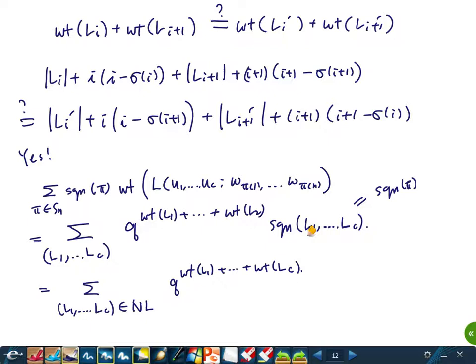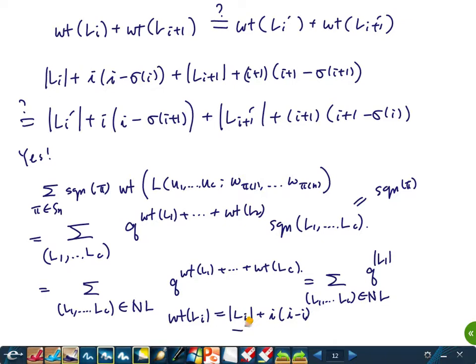Okay? Now, what is this? Is this what we want? So, if you use the definition of the weight, for non-intersecting lattice paths, Q to the weight of Li equals the size of Li plus i minus i, because i goes to i. So it is indeed the size of Li. So it is just L1 plus dot dot dot Lc. So even though the weight is defined slightly differently, if you restrict yourself to non-intersecting cases, then we get exactly the size of Li without this funny factor, because i always goes to i, not another one.